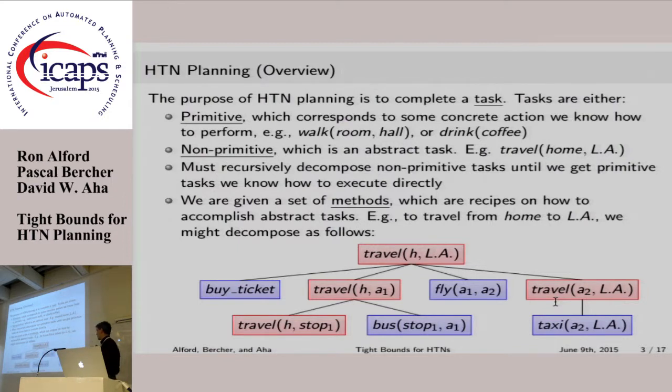We do this in a recursive manner, breaking abstract tasks down. We can get a hierarchy. They can be recursive, which gives us some of our expressivity with them. Decomposition is done with a set of methods, which are recipes on how to accomplish a task. So to travel from home to Los Angeles, we might decompose it first into buying an airplane ticket, traveling to the airport, flying between airports, and then traveling from the last airport to Los Angeles. So we have to break those down too. Each of those further decompose.